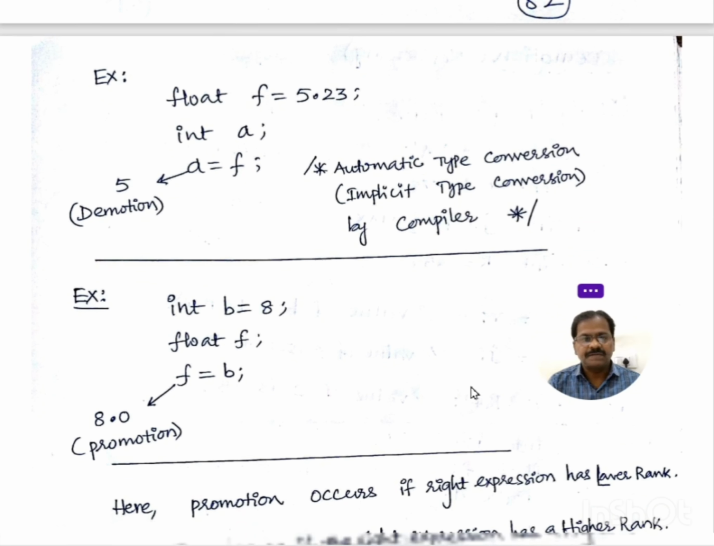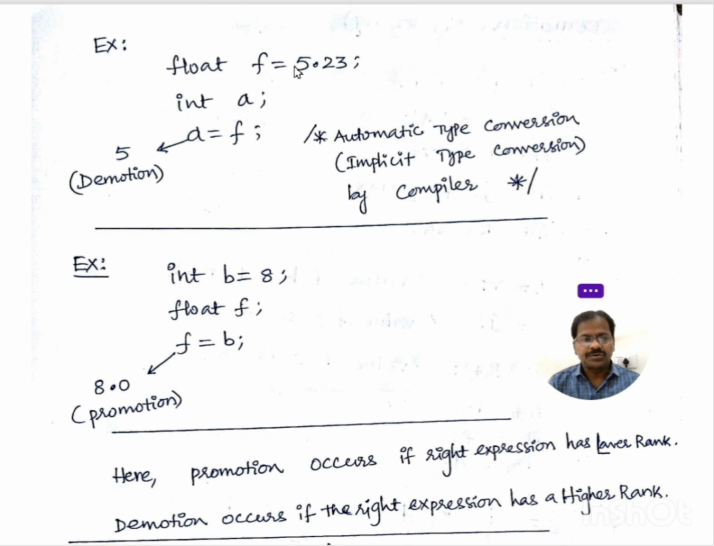For example, if I want to convert from float to integer, float f is 5.23, integer a. You see here, I am going to convert 5.23 into integer. This is the assignment operator. Then 5.23 will be converted into 5. This is called demotion. Why? Because 5.23 is converted into 5. We are assigning a float value to an integer. Here we will not convert, only the compiler by default will convert. This is the automatic type conversion, the implicit type conversion by the compiler.